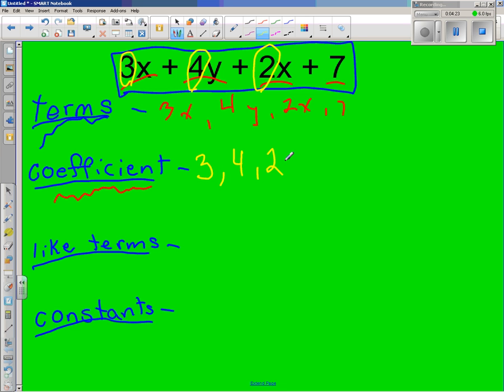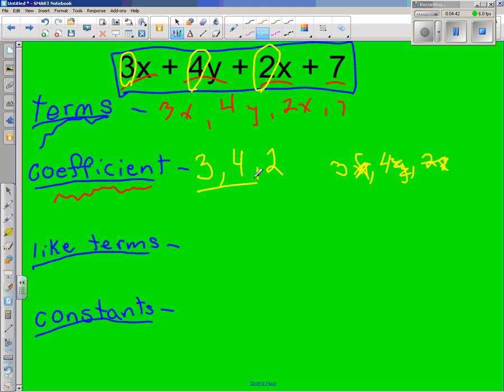The biggest mistake people make here is that they'll try and write that my coefficients are 3x, 4y, and 2x. Those are not coefficients, those are terms. Coefficients do not have the variable part in them. So we don't want the variable part, we just want the number part.